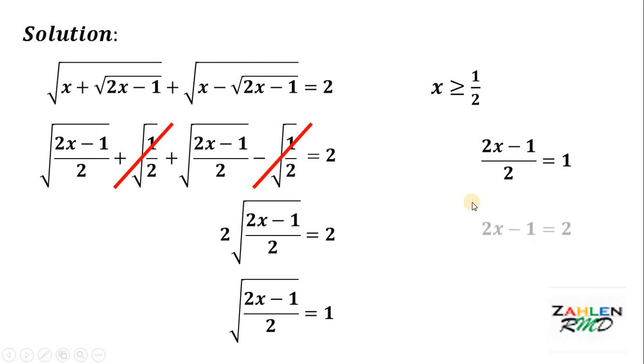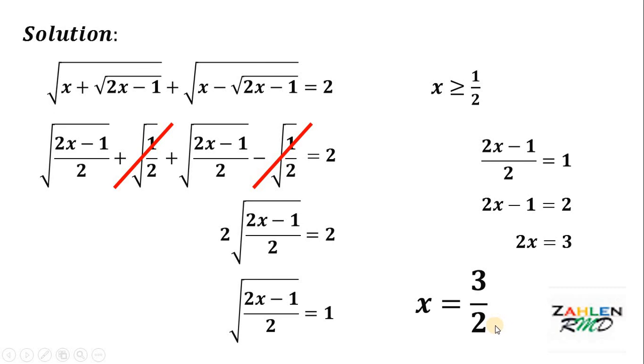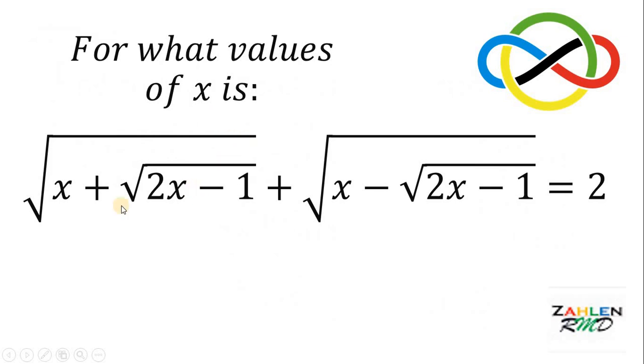Multiply 2 both sides and we get 2x minus 1 equals 2. Subtract 1 both sides and we get 2x equals 3. Then divide both sides by 2 and we get x equals 3 over 2. Now 3 over 2 is greater than 1 half. Therefore, our answer to the question, for what values of x is the square root of x plus square root of 2x minus 1 plus square root of x minus the square root of 2x minus 1 equals 2, is x equals 3 over 2. And we're done.